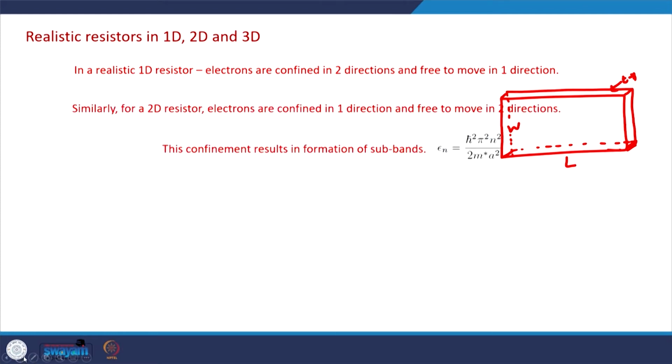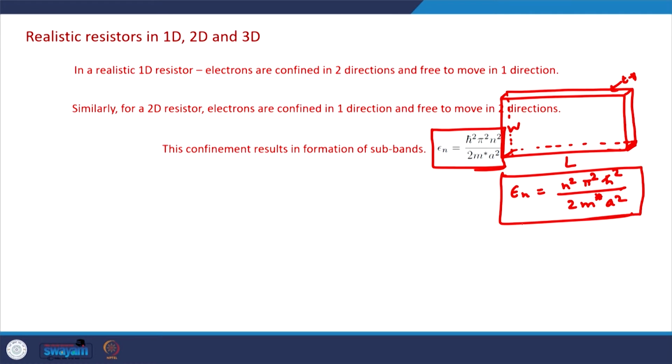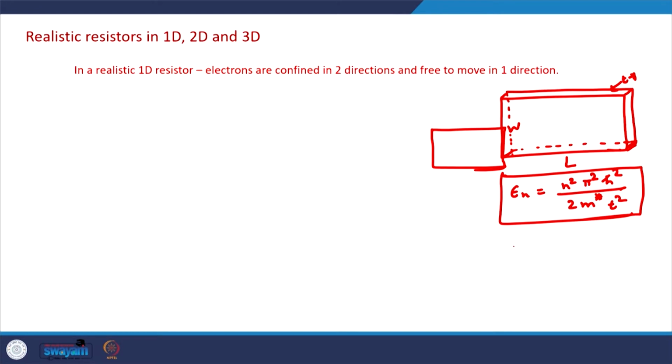So in the confined direction, generally the energy of the electrons is given by epsilon n equals n square pi square h bar square divided by 2 m star a square, where a is the extent to which the carriers are confined. In this case, instead of a, we might have t, because t is the thickness in which electrons are confined. And if we consider an ideal 2D conductor, in two dimensions the energy can be h bar square k square divided by 2 m star.